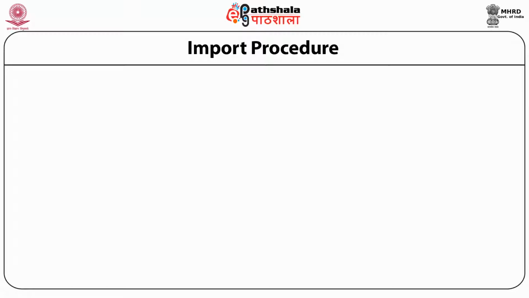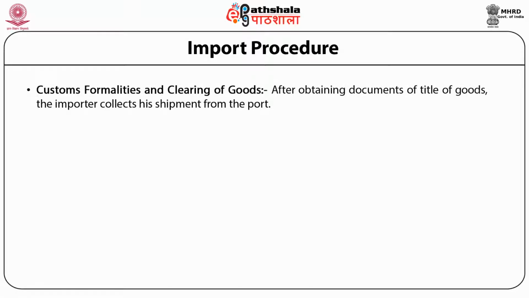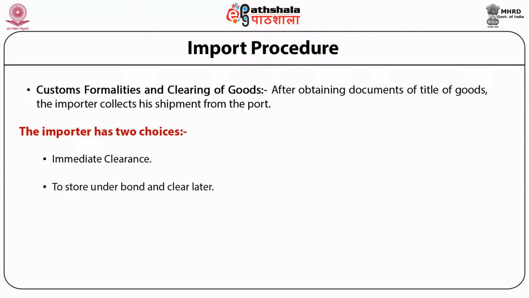The other step is customs formalities and clearing of goods. After obtaining the documents of title of goods, the importer collects his shipment from the port. The importer has two choices, that is immediate clearance, or to store under bond and clear later. The following procedure is followed for collection of shipment at the port.